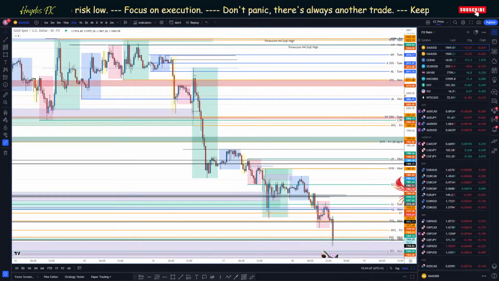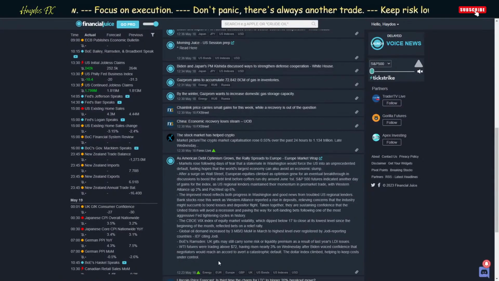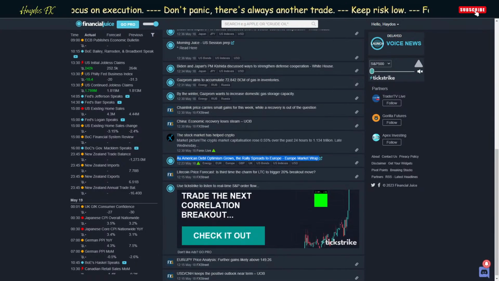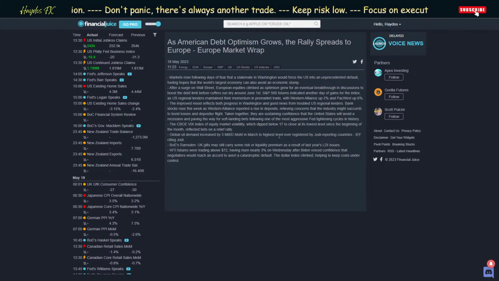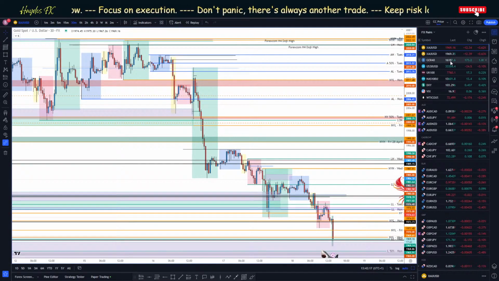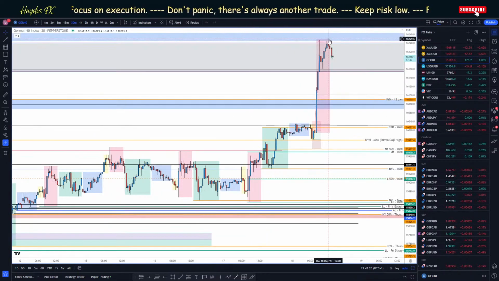Now, under Financial Juice, trying to work out why everything was so bullish. This is a good little one to read. So why markets rose, or what they think why markets rose: European equities climbed on optimism for an eventual breakthrough in discussions to boost the debt limit, and we just saw German 40 go freaking bananas.